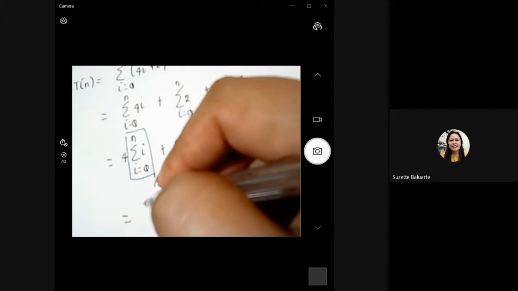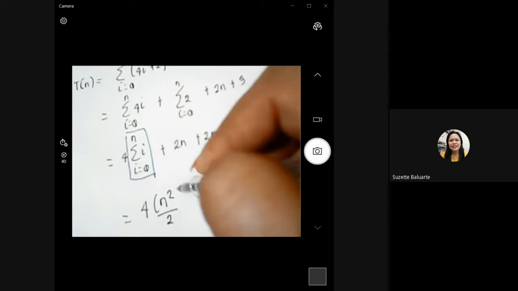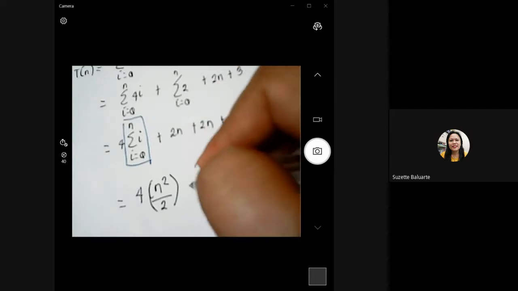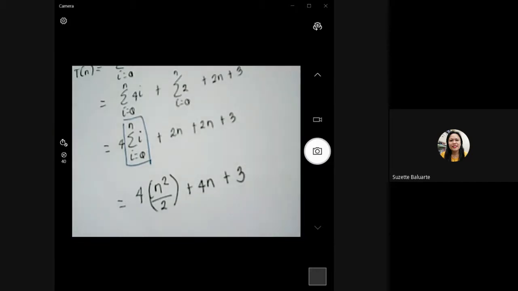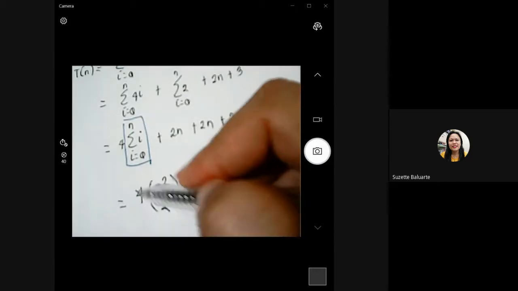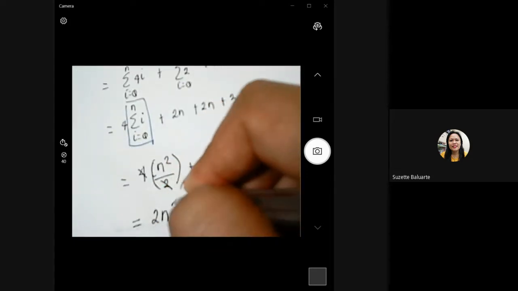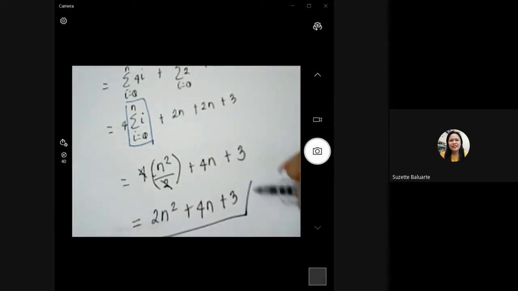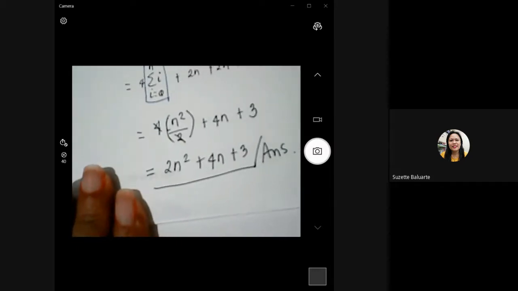Okay, may ganahan ako ninyo. So, it would be 4, then n squared over 2. Dayon, you can add it directly. So, it would be 4n plus 3. And then finally, you can cancel this one. So, therefore, your final answer is 2n squared plus 4n plus 3. Answer. Okay, nagets ra?